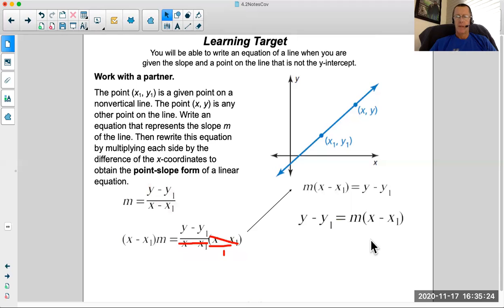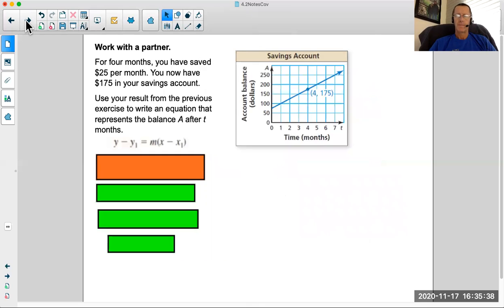So in other words, if I said write something in point-slope form, if you knew what the slope was and you had any point that's on the line, you would just plug the x coordinate here, the y coordinate in here, and you'd be done. And that's what we're going to get into.